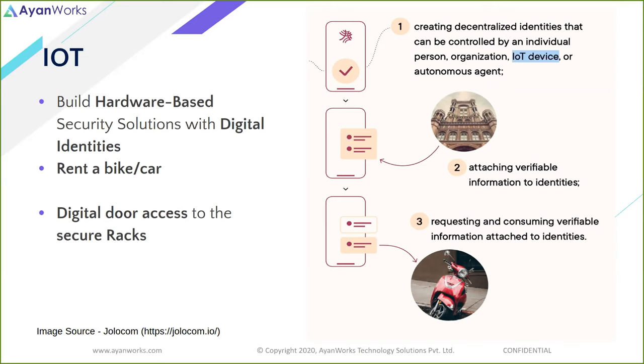DIDs can be attached to devices, to the person, and the credential can be provided to the user, to the holder, and the device can verify the credential that is given to the holder. So the door racks or the bike that have IoT devices installed can verify the credentials or the access that is provided to the holder. So these are a couple of use cases that Hyperledger Aries or SSI brings in or leverages.